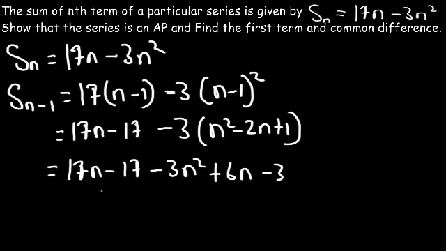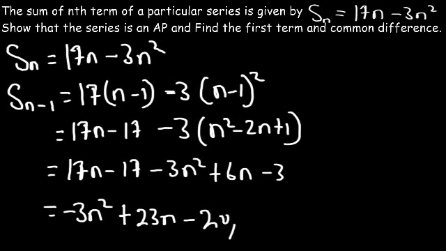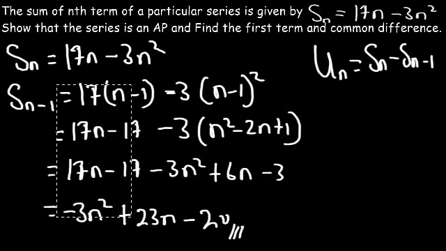Perfect. So are there any like terms? Here it is, this and this. So S sub n minus 1 is minus 3n squared, plus 23n, then minus 20. Perfect. Now, I said earlier that U sub n is equal to S sub n minus S sub n minus 1.